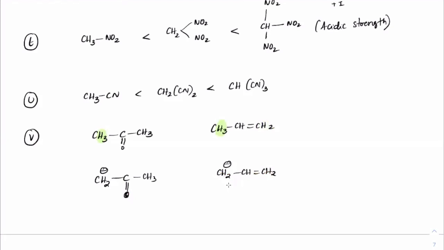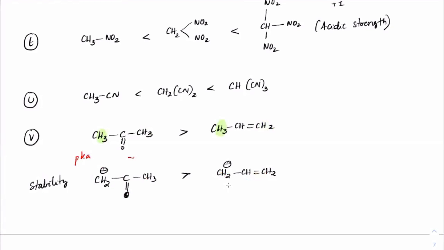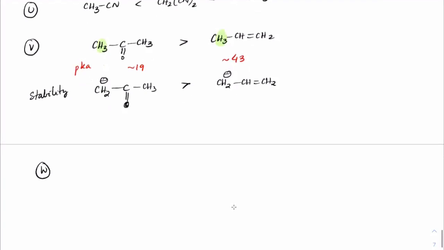Clear, students? So in that case, this would be more acidic, as if you check out the stability order here, stability of conjugate base is more stable for this one as compared to that of the second one. In fact, if you check out the pK values for the same, the pK value of ketone is around 19, and while here it is compared with alkene, which is around 43.